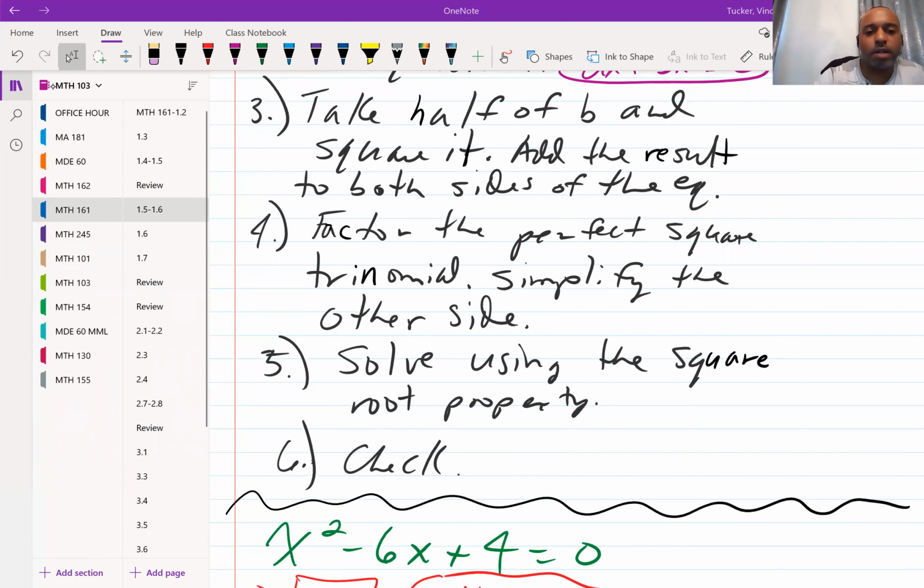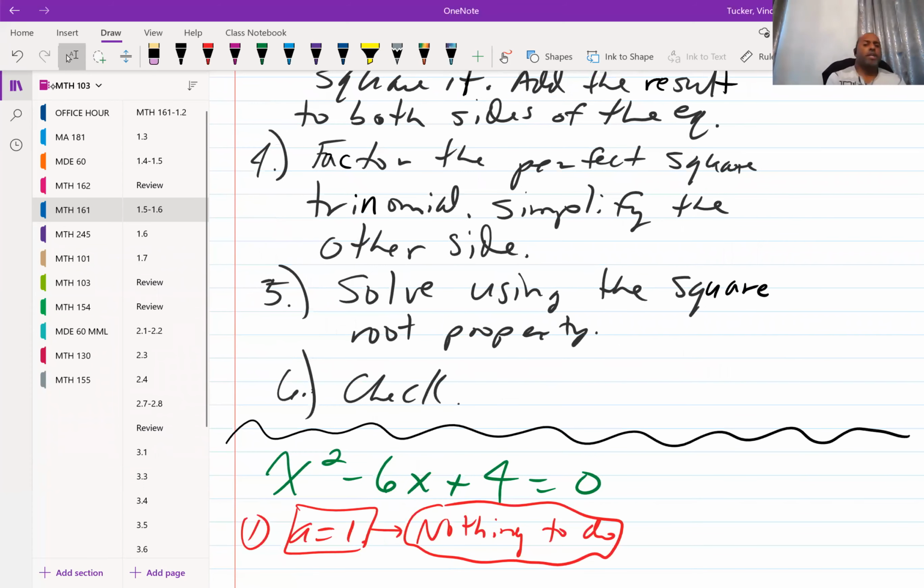All right, let's try it out. So first one, x squared minus 6x plus 4 equal to 0. So notice that a is equal to 1, so there's nothing to do.